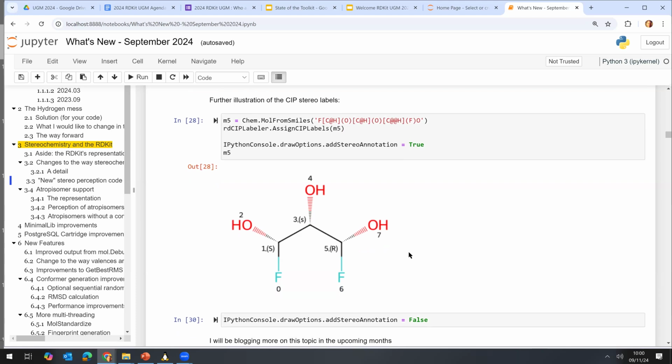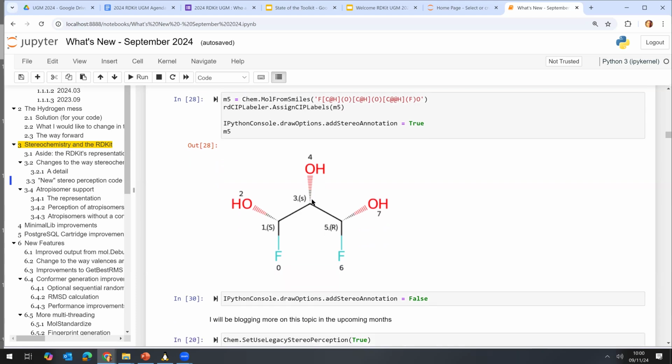The reason I showed this particular one is you get the correct labels. So this is the correct CIP label. For this one in the middle, it's a lowercase s, not an uppercase S.